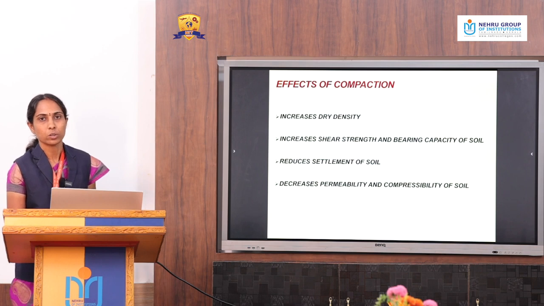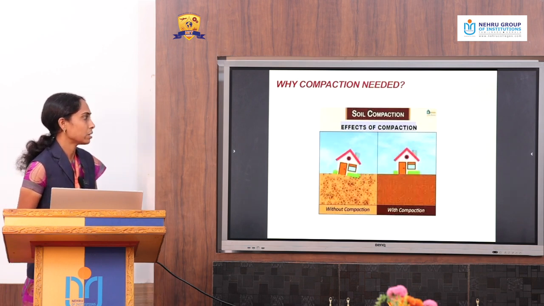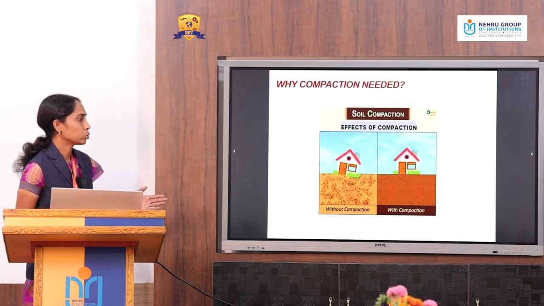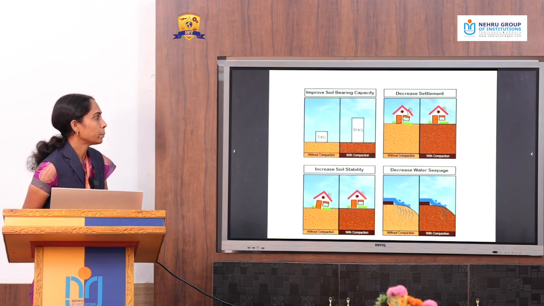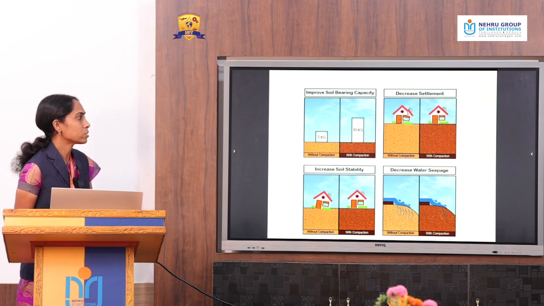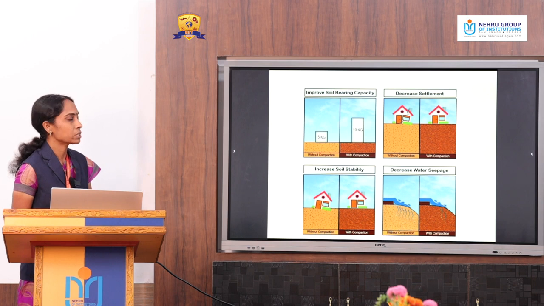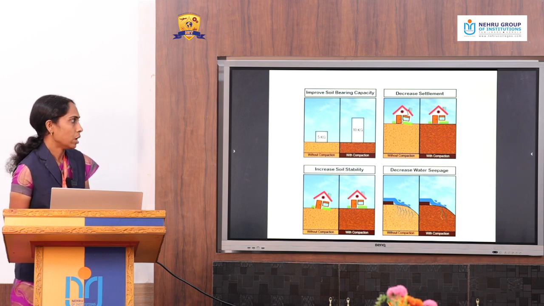the soil structure. And why do we need this compaction? From the picture we can see what happens to the building without compaction. So soil stability is very important. And the next one, it improves the soil bearing capacity. In the first figure we can see that without compaction the load the structure can take is only minimum. But after compaction the superstructure can have more weight.